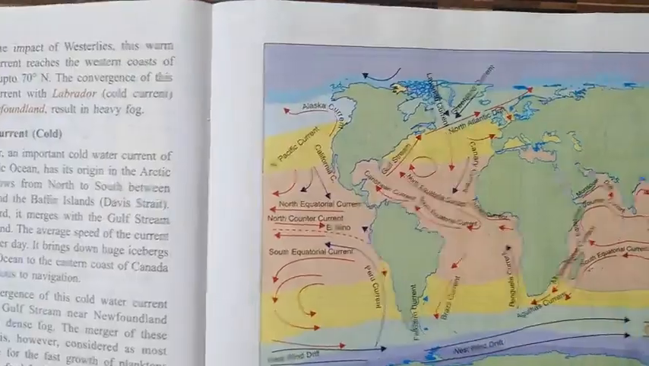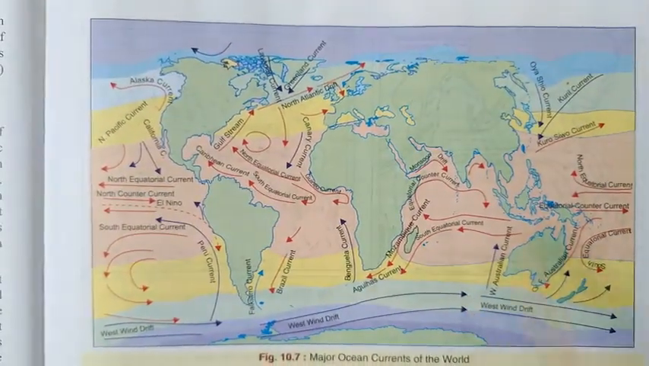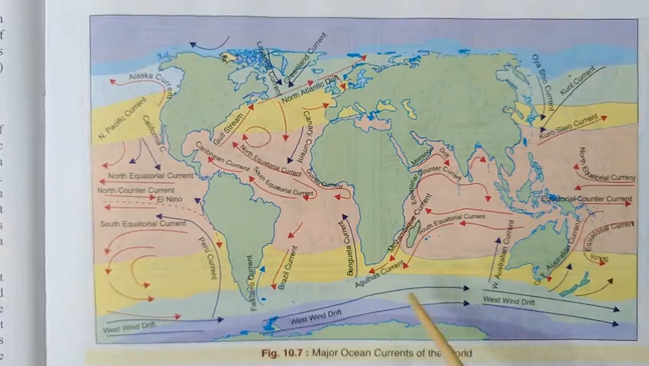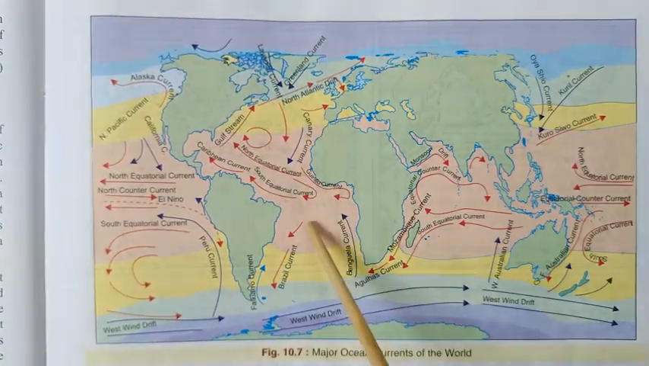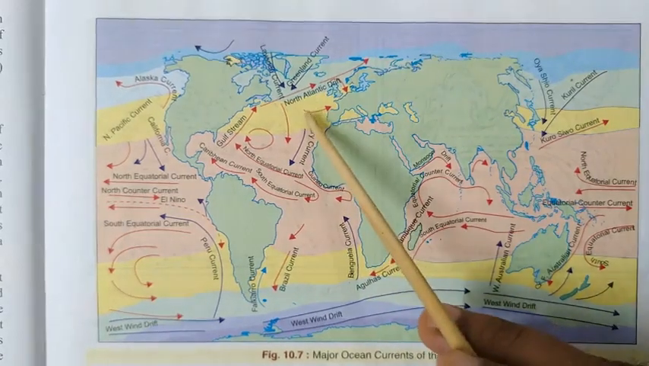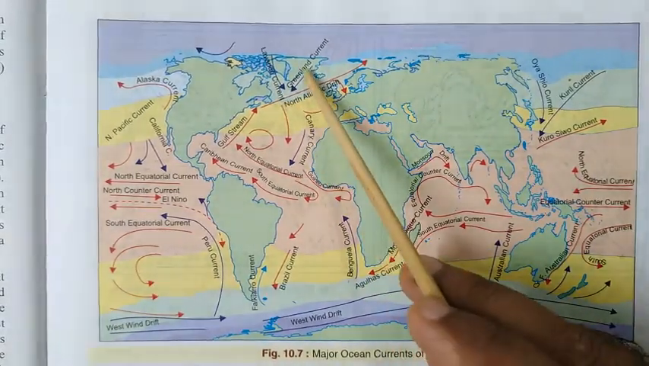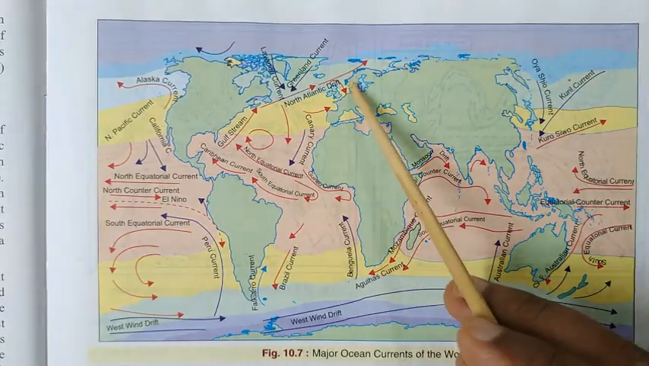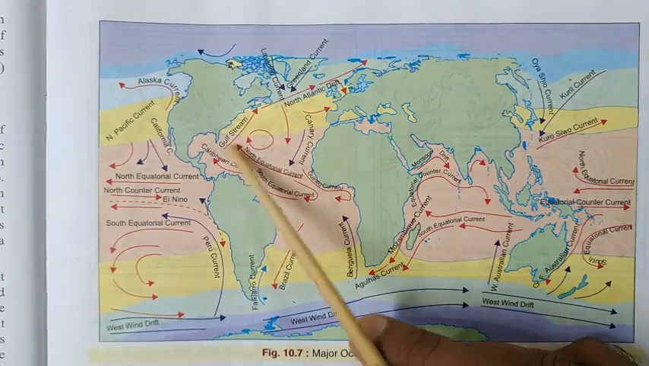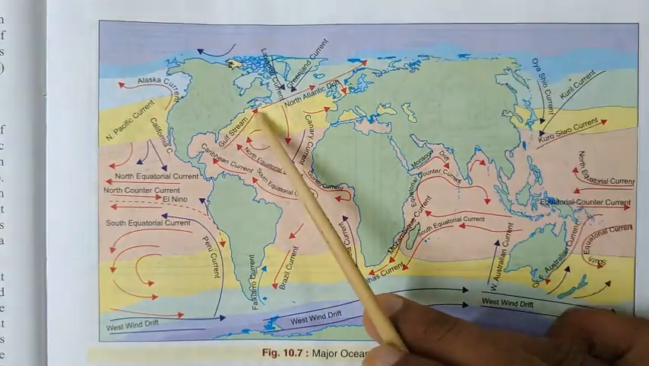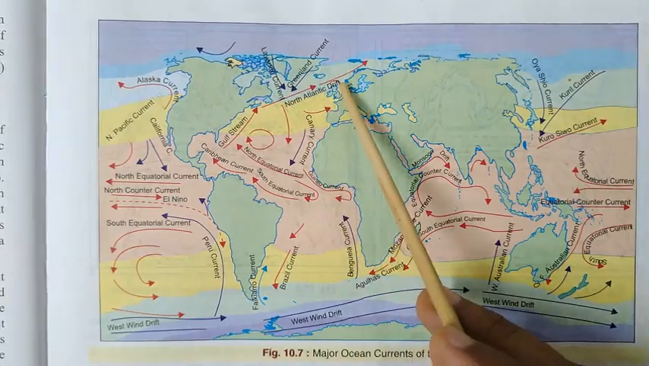And I want to show you this map first, because this will give you a clear picture. You can find here this is the Atlantic Ocean, and there are so many currents in this Atlantic Ocean. From the north, there is a Labrador current. Then between Greenland and Europe, there is a Greenland current. Then there is a Gulf Stream which drifts towards Europe and becomes the North Atlantic drift.